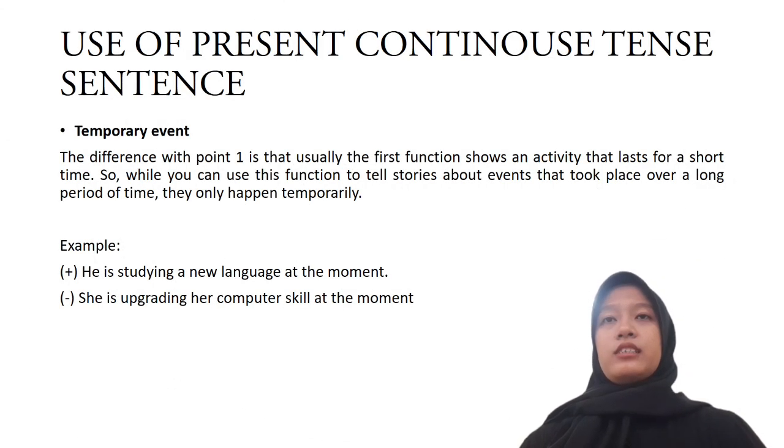Temporary event. The difference with point 1 is that usually the first function shows an activity that lasts for a short time. So you can use this function to tell stories about events that took place over a long period of time. They only happen temporarily. Example, he is studying a new language at the moment. She is upgrading her computer skill at the moment.